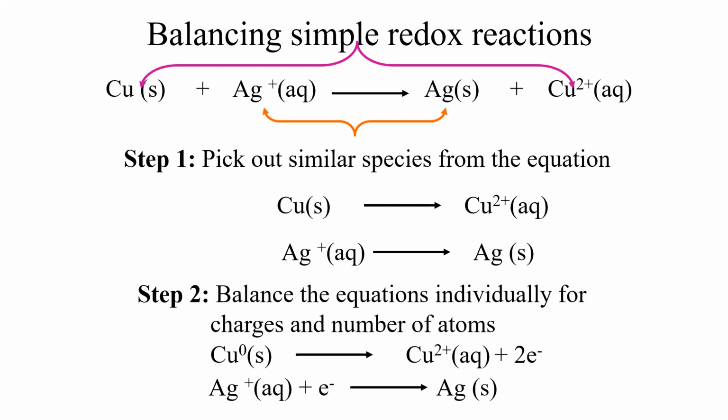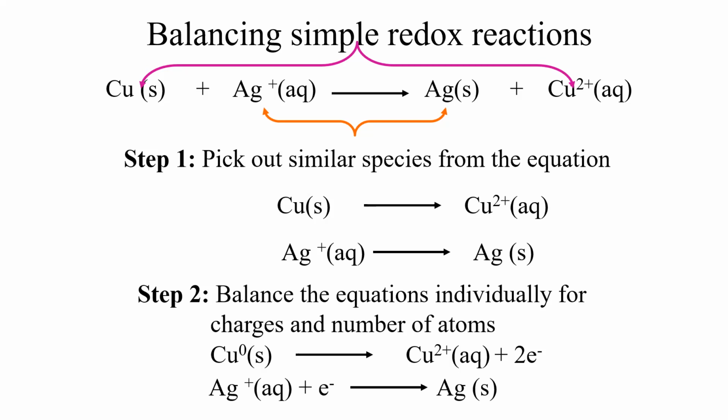Let's look at the simple redox equation that we have on the slide between copper and silver. Aqueous silver can be silver nitrate, and copper sulfate or copper salt. Looking at this, you can see that the oxidation state of copper changed from 0 to +2, and that of silver changed from +1 to 0.